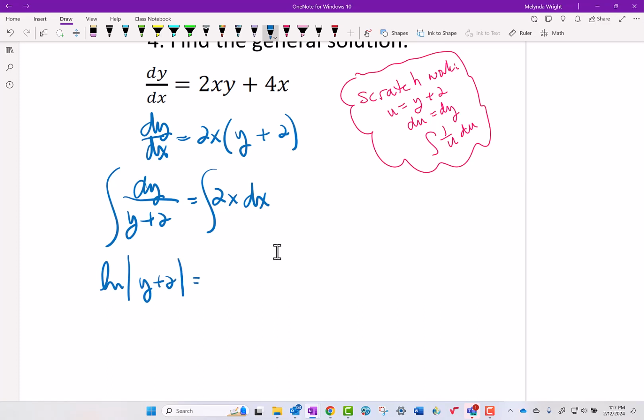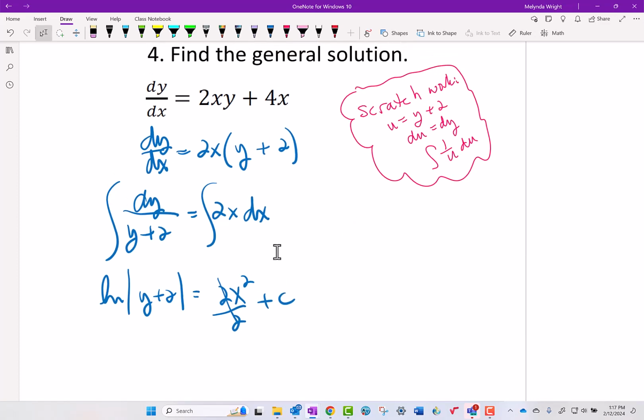And that's what we get. I do the reversal power rule for 2x, and I get what? That would be x squared divided by 2 plus c, which, the 2's go away. So I basically get x squared plus c.